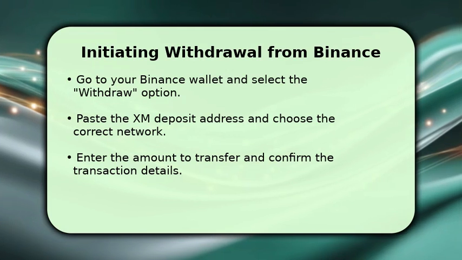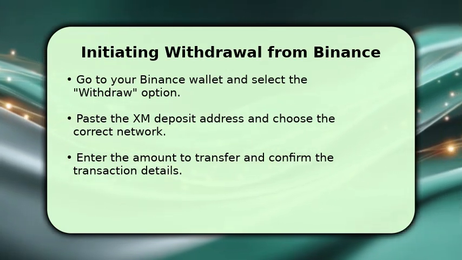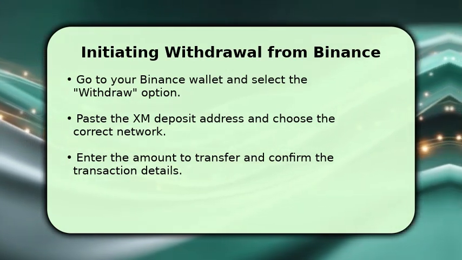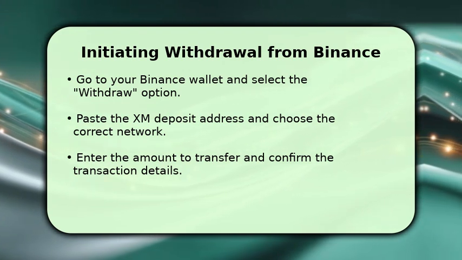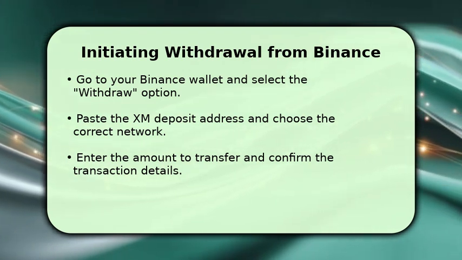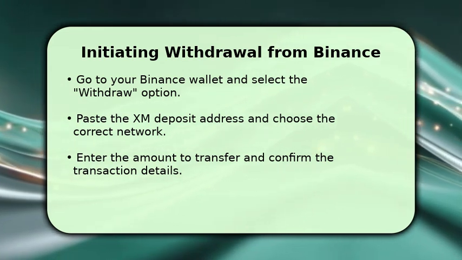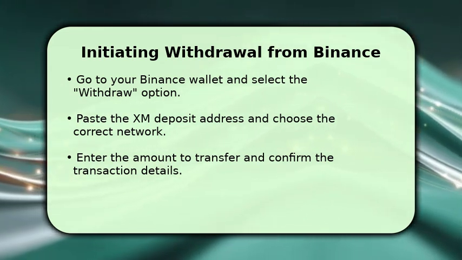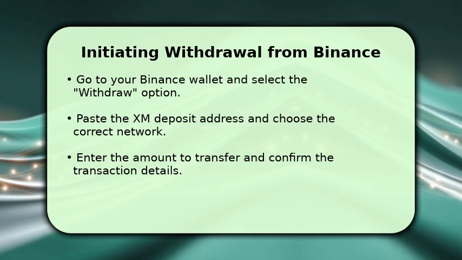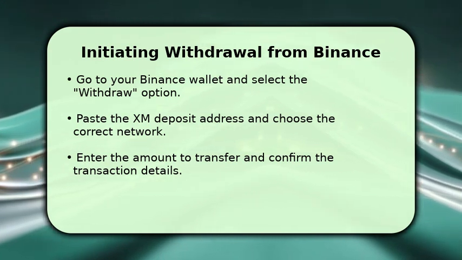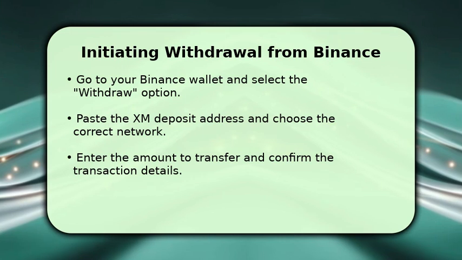Now, open your Binance account and go to your spot wallet. Find the cryptocurrency you want to send and click Withdraw. Paste the XM deposit address you copied earlier into the address field. Carefully select the correct network, matching it with XM's network. Enter the amount you wish to transfer, review all details, and then confirm the withdrawal.